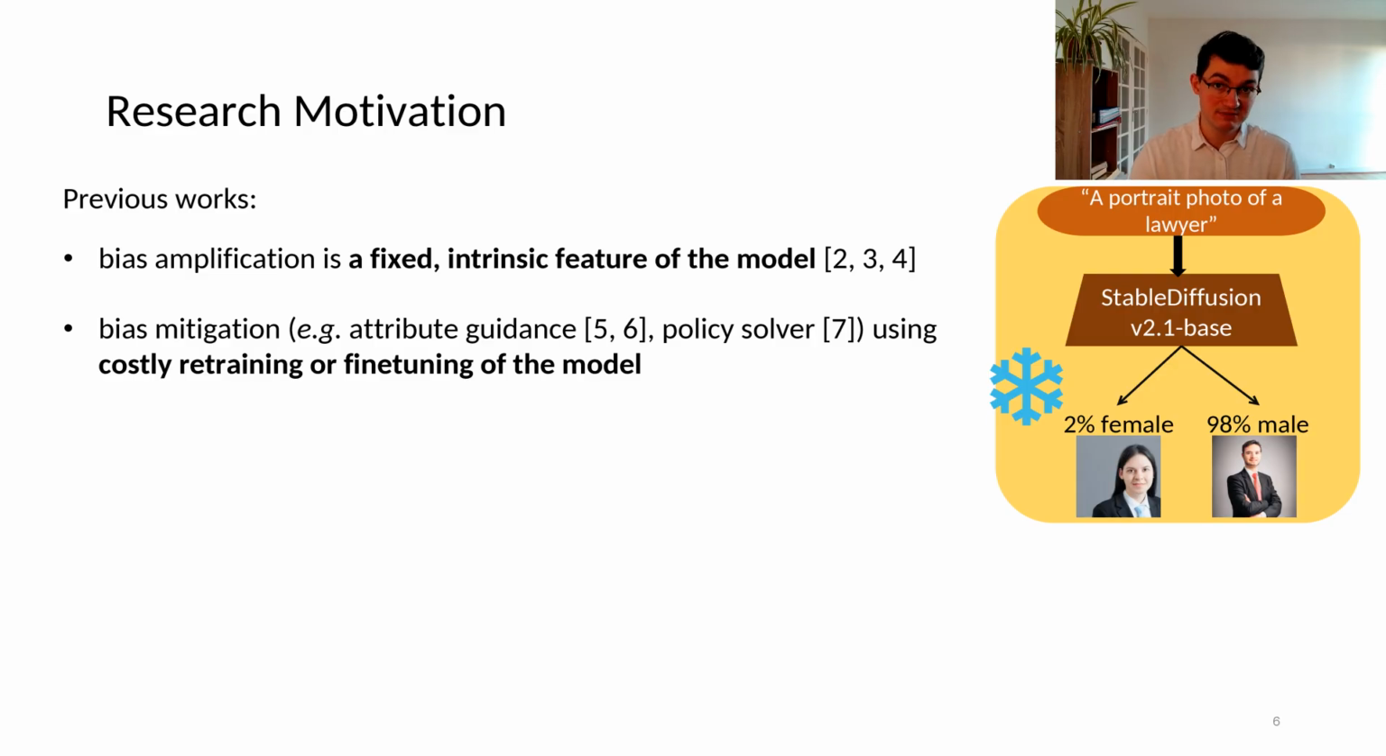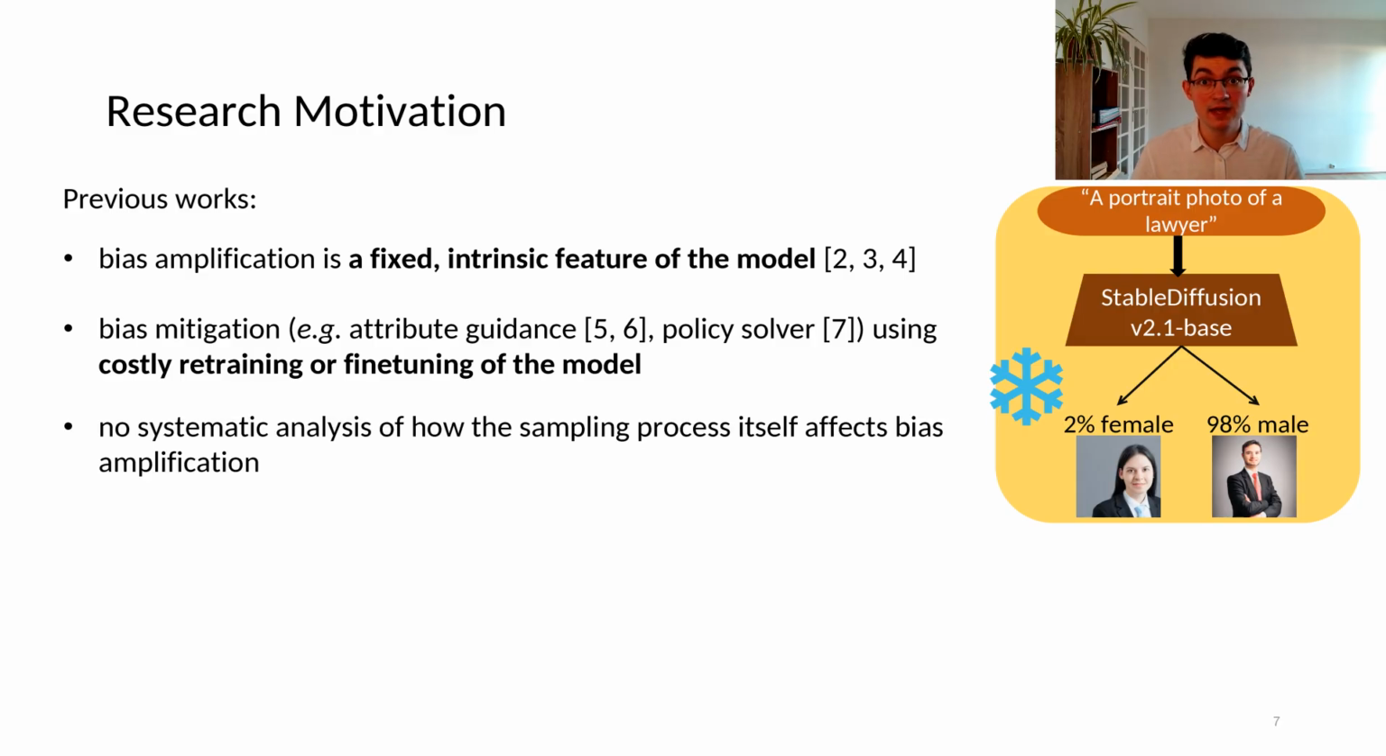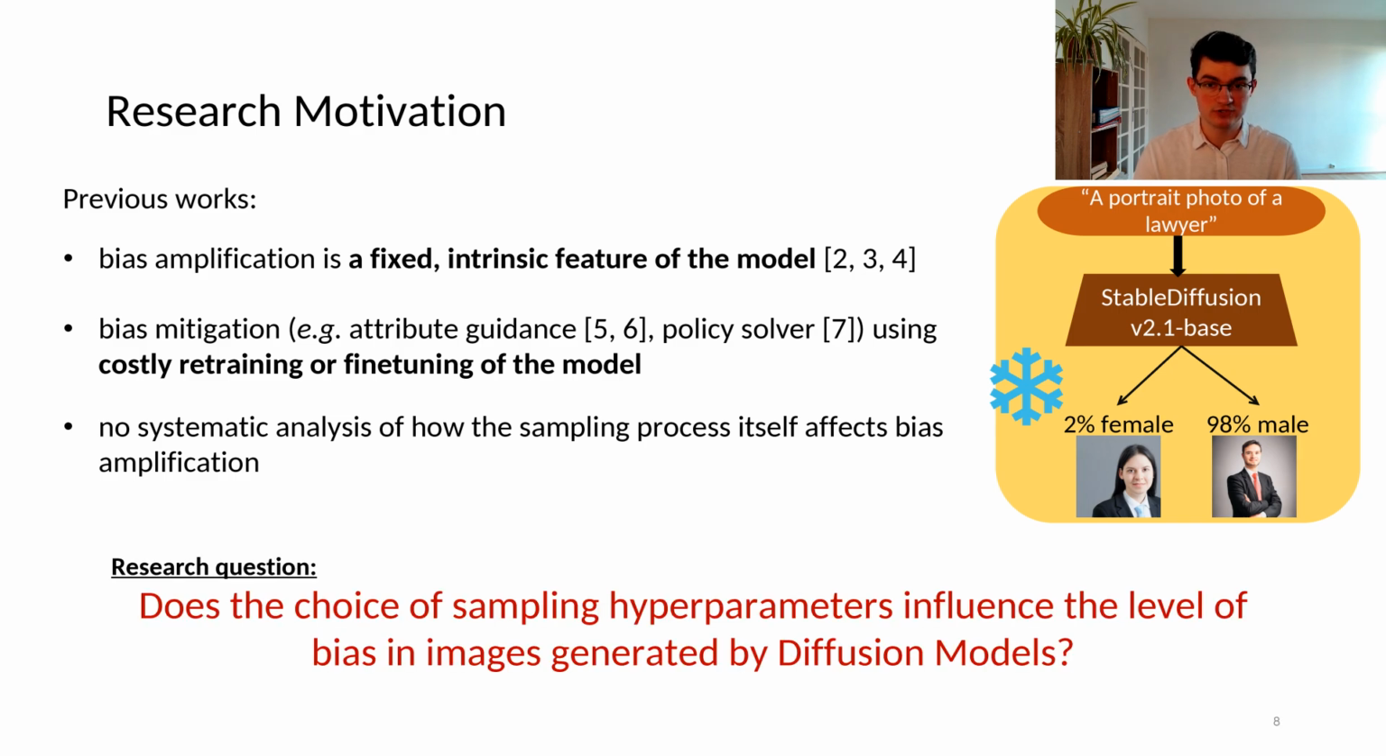Moreover, because bias amplification is seen as a feature of the model, the sampling process and its hyperparameters are typically optimized to balance sample quality and computational efficiency, and so far, no one has systematically analyzed how the sampling process itself affects bias amplification. Therefore, we address this gap by asking the following question. Does the choice of sampling hyperparameters influence the level of bias in images generated by diffusion models?